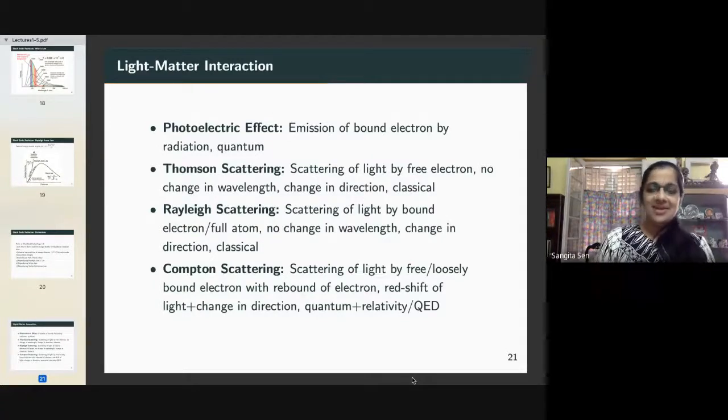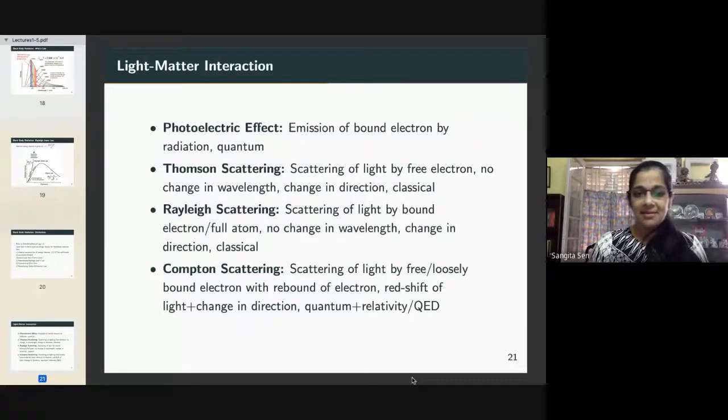There is something called Thompson scattering, where light is scattered by a free electron. But this light is simply, you can consider it to be reflected off or absorbed and emitted, but there is no change in wavelength. There is only a change in direction. This can be explained classically without any problem. A variation of Thompson scattering is the Rayleigh scattering. Here the light is scattered by either bound electrons, or you can say it is scattered by the full atom. Here also there is no change in wavelength, it is only a change in direction. These Thompson scattering and Rayleigh scattering were classical phenomena.